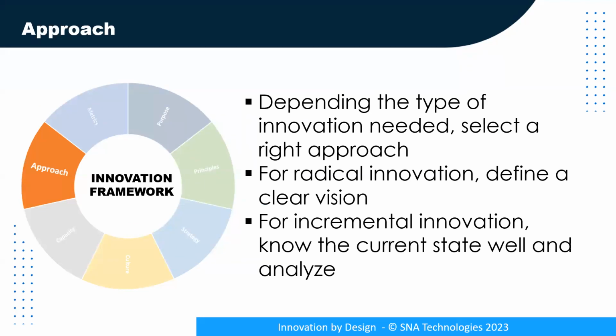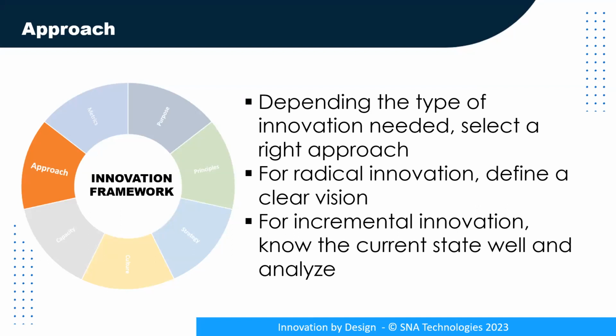And now let's look at the approach. Right. So how do you know what are the processes that you can use to come up with some innovations? Right? So depending on the type of innovation needed, select the right approach. So for example, let's say you want a radical innovation, right? So you decided that you want a radical innovation for whatever that product or service is.